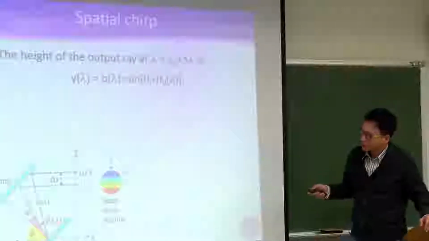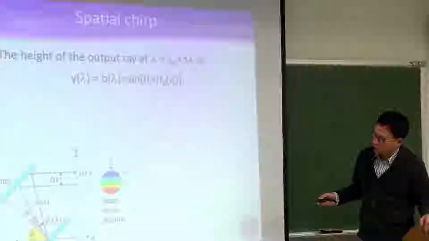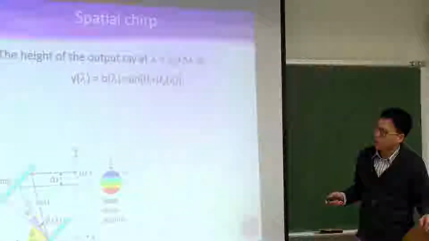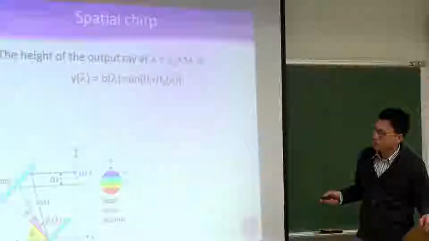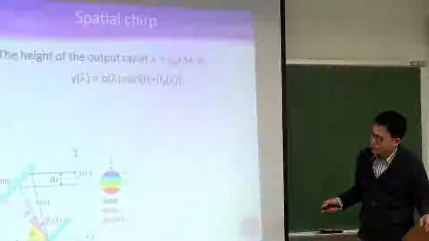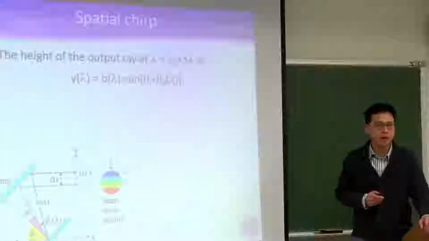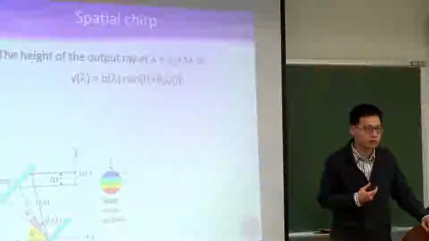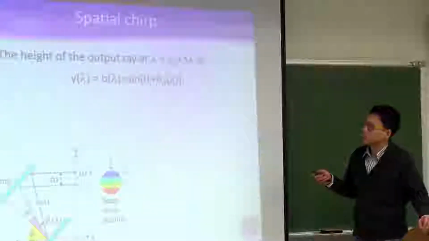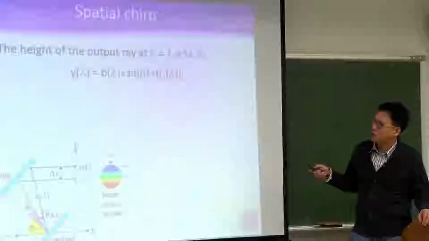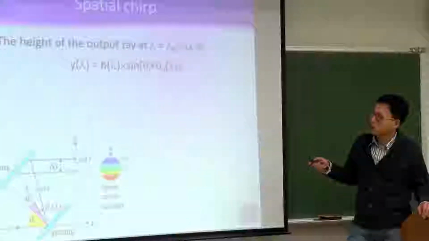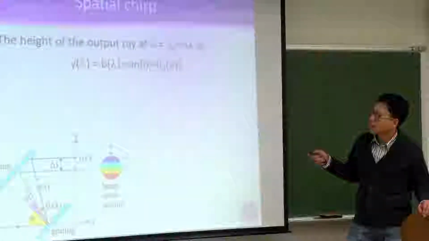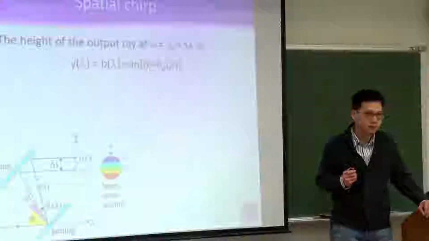Spatial chirp. So in this figure, we know the reference ray follows the green path, but the path of another wavelength, say lambda, follows the blue dashed path. So at the output, they appear at different vertical positions, right? And mathematically, the vertical displacement y as a function of lambda is equal to b times sine of theta I plus theta d. Is it okay for you?